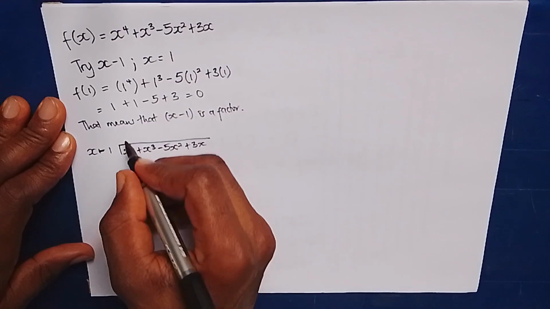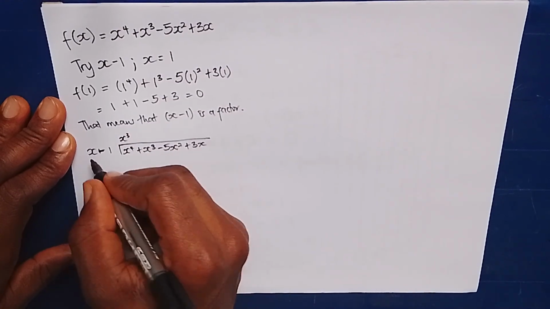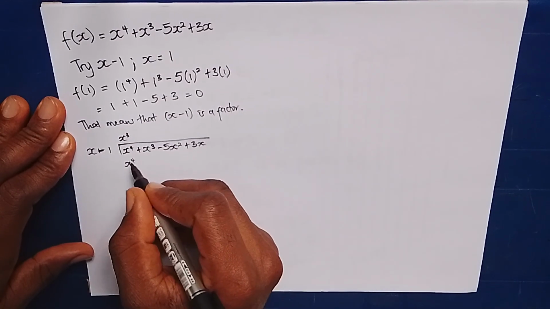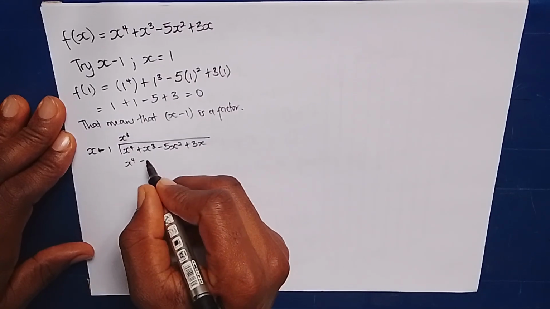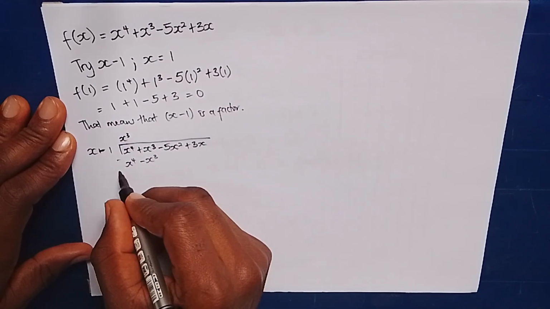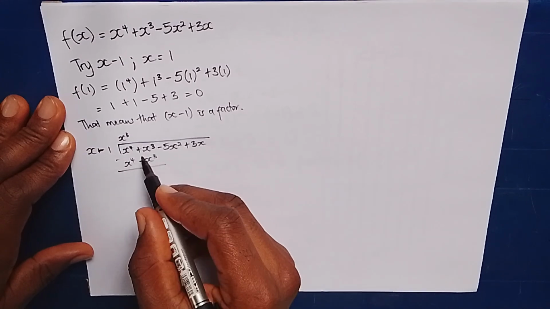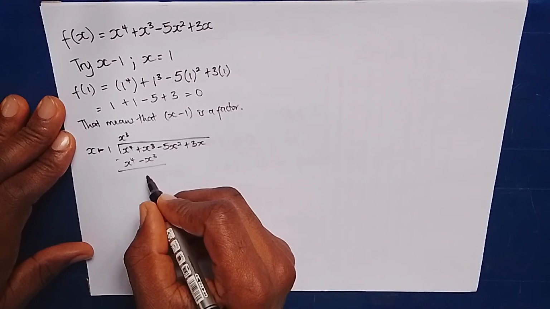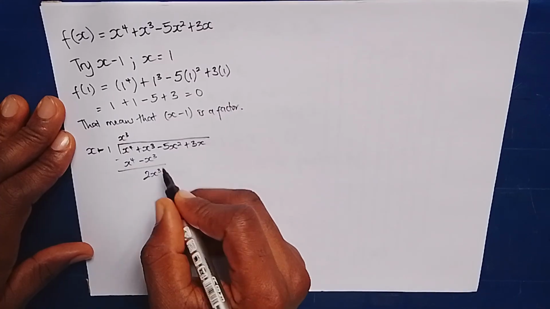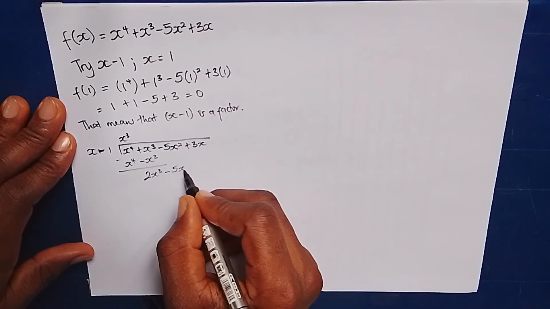So x raised to the power 4 divided by x, we have x cubed. x cubed times x, we have x raised to the power 4. x cubed times minus 1, we have minus x cubed. Then you subtract this: x to the power 4 minus x to the power 4 is 0. Then x cubed minus minus x cubed is equal to 2x cubed. We bring down the other members.